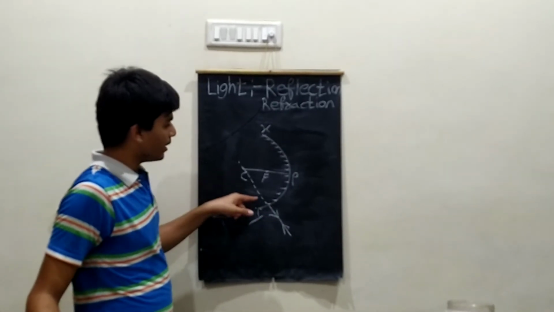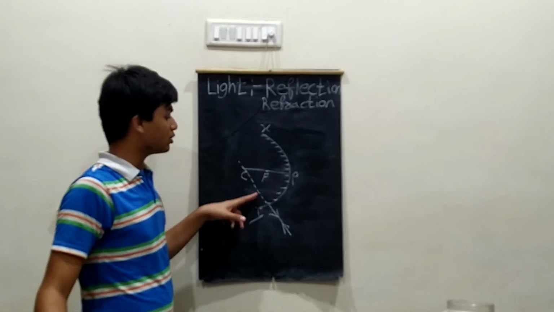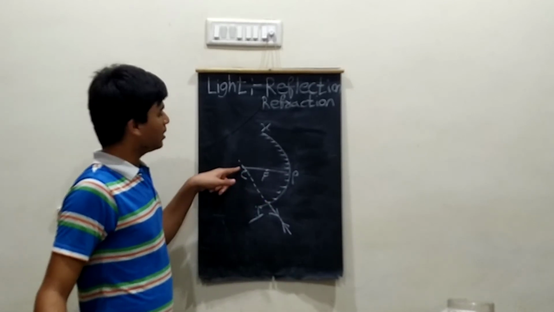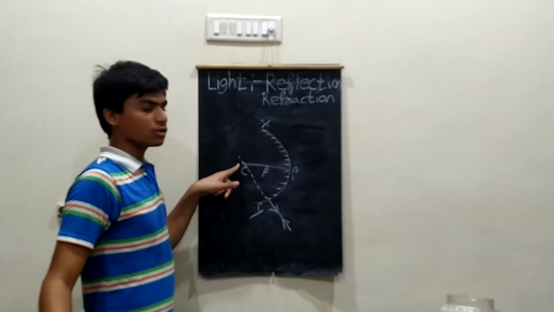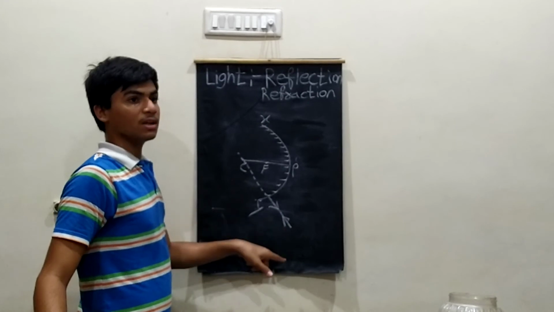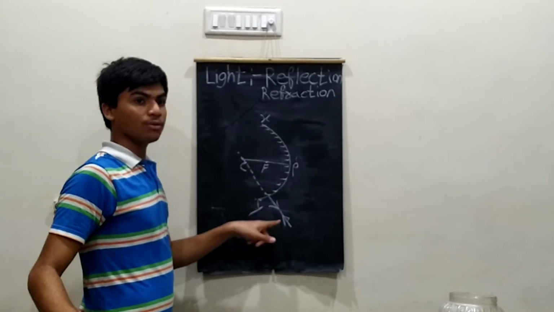I hope you guys understood why I drew these dotted lines. It's just to represent that if the mirror were not there, then the light would have hit the center of curvature. Just to show this, I have put these dotted lines. So in such a case, the light reflects in the same path. This is our third case.